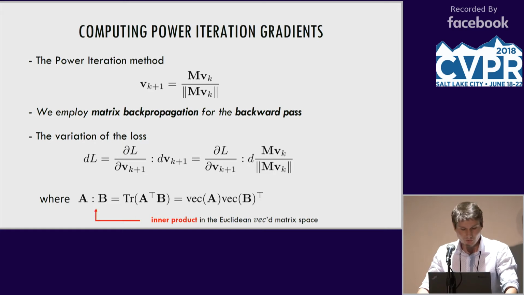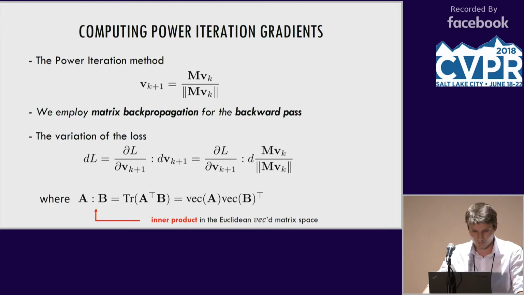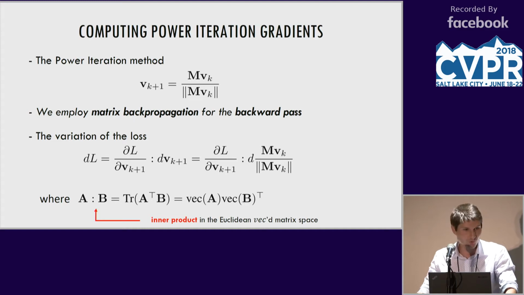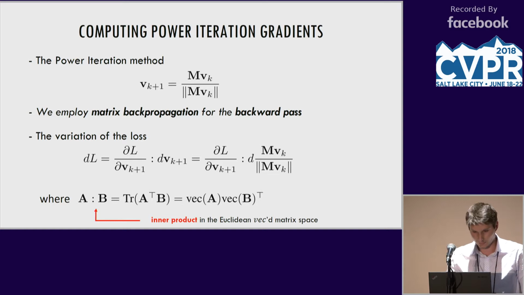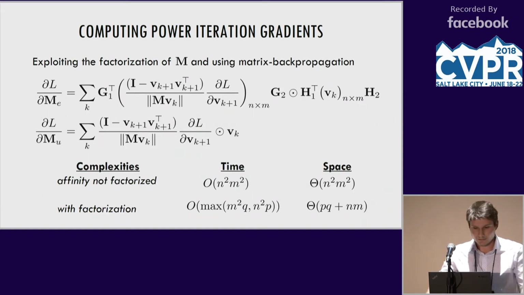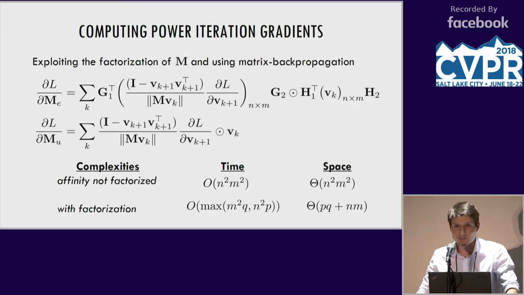To turn the power iteration into a true deep network layer, we must be able to backpropagate gradients with respect to feature parameters through this layer. We use matrix backprop, which supports matrix functions which are intrinsic in the factorization of M. We compute derivatives expressing the variation of the loss with respect to the variation of V k plus 1, which is the approximation of the leading eigenvector at iteration k plus 1. A key definition is the one of the inner product of two matrices, which is expressed as the dot product between the vectorized matrices.